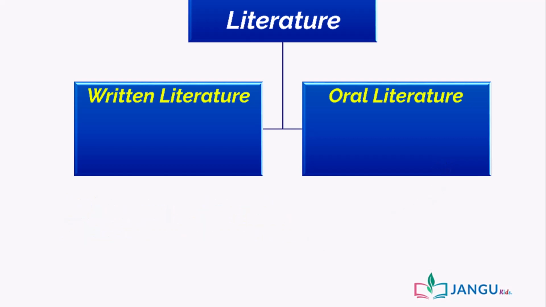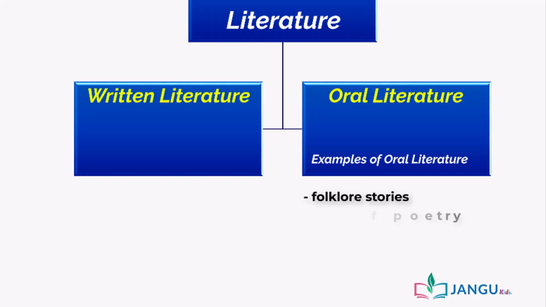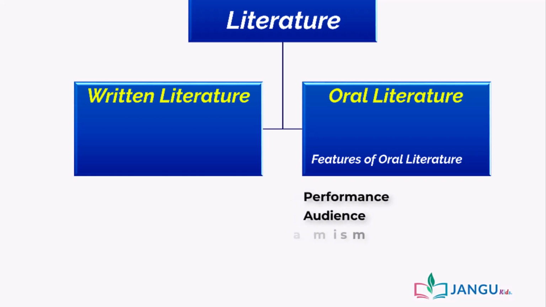Examples of oral literature include folklore stories told by elders to children under the moonlight, spoken words of poetry, lullabies sung to babies, and even drama acted on stage. All oral literatures have some features, the 3 most important of which include performance, audience, and dynamism. Let's look at each feature.